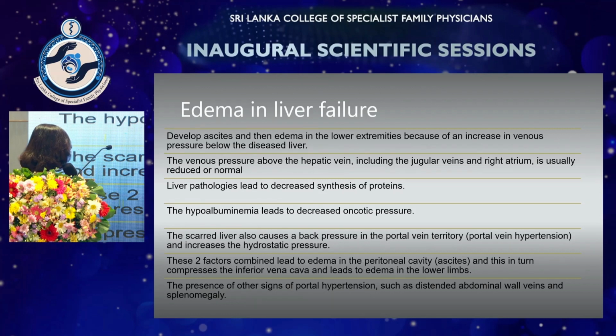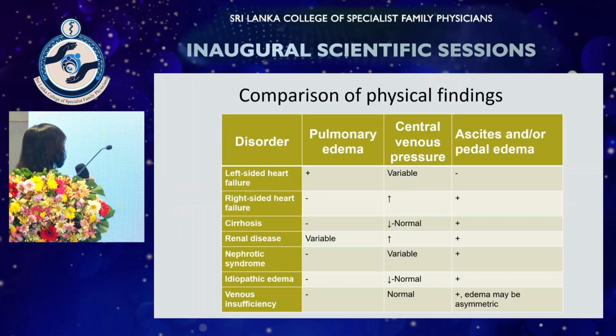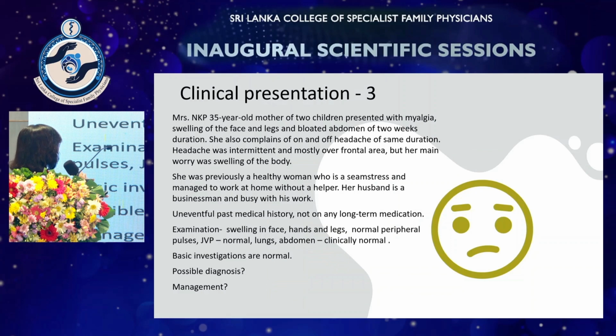The presence of other signs of portal hypertension such as distended abdominal wall veins and splenomegaly. So there are only two things, so that is how the comparison goes. Since we don't have much time, I just rushed. So this is the comparison about the central venous pressure and all these things in cirrhosis and all the other conditions. And I have two more clinical things I have given to this.